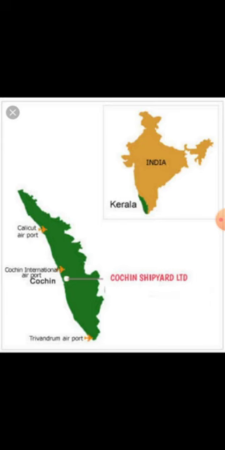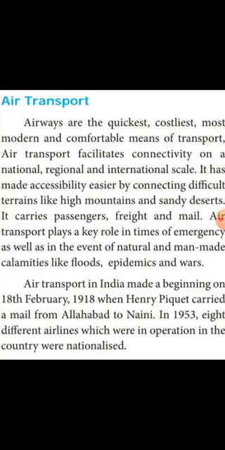Okay. Then next we learned about air transport. Air transport is the quickest, costliest, modern and comfortable means of transport. And also it carries passengers, freight and mail. What is meant by freight? Very good. Goods items. Then air transport in India made the beginning on 18th February 1918.